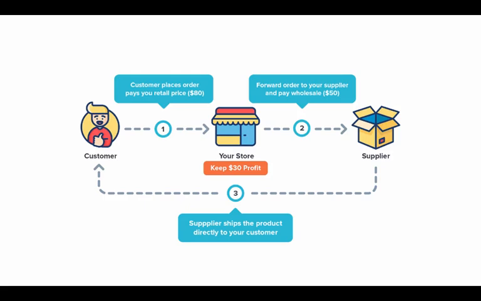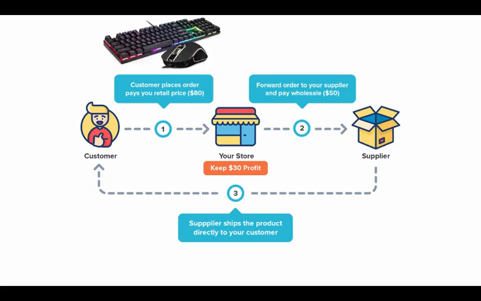So here's a very easy to follow visual that sums up dropshipping in a nutshell. First, the customer places an order on our store. They pay us the retail price that we set for our product, let's say $80. And let's say it's a gaming keyboard and mouse they just purchased from us. Next, instead of shipping the product to our customer, we're going to forward this order to our supplier and then pay them the wholesale price of this keyboard and mouse, let's say $50.